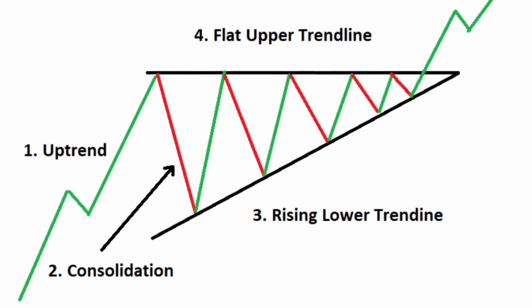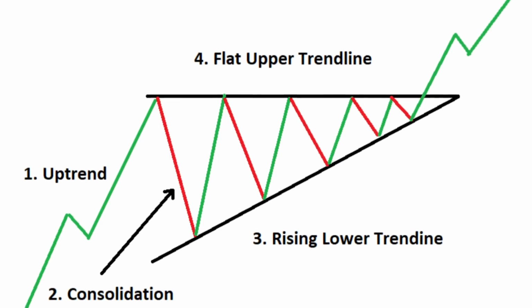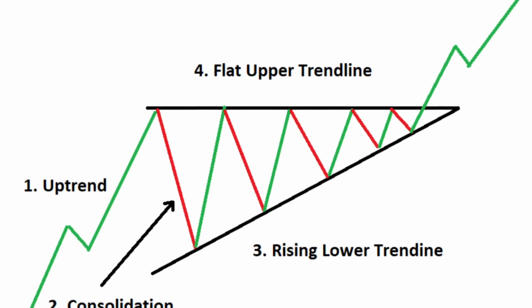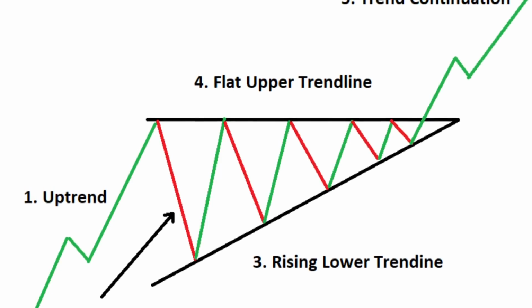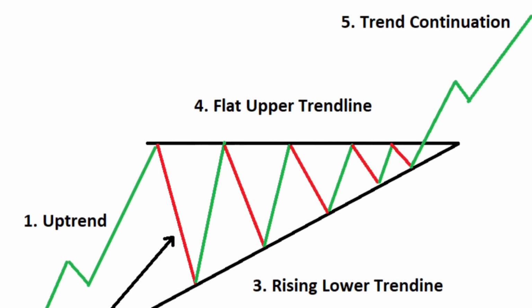Number 8. Ascending triangle. The ascending triangle is a bullish continuation pattern that indicates that an upward trend will continue. Place a horizontal line along the swing highs, the resistance, and then draw an ascending trend line along the support to create ascending triangles on charts.